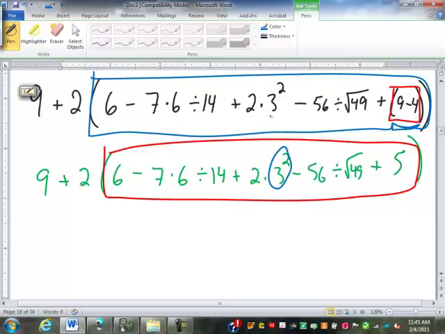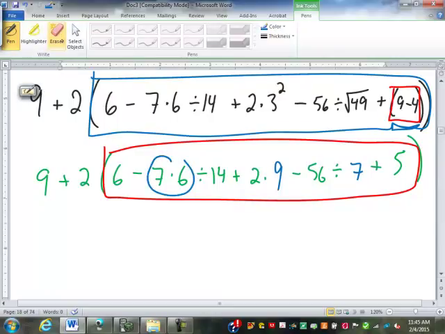We have 3 squared, which is 9. So I'm going to replace that with a 9. I have the square root of 49, which is 7. So I'm going to replace that with a 7. Now there are no more exponents, so we go to the next level of priority, multiplication or division. And there are several, so we're going to start out going left to right.